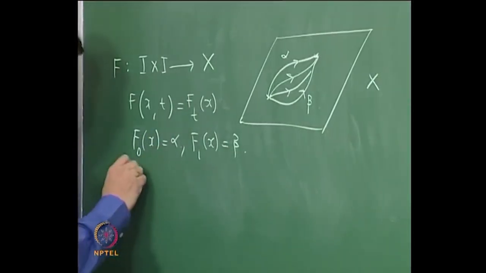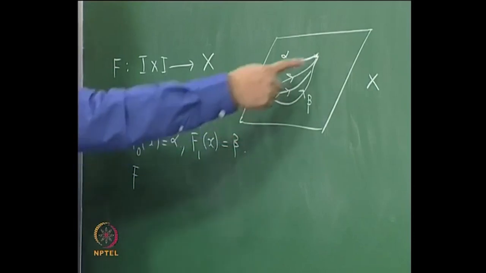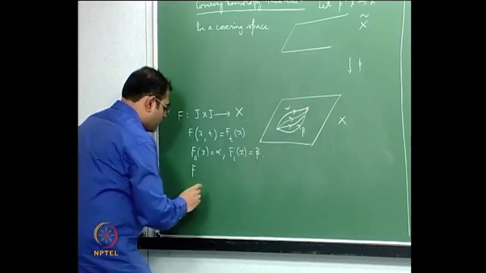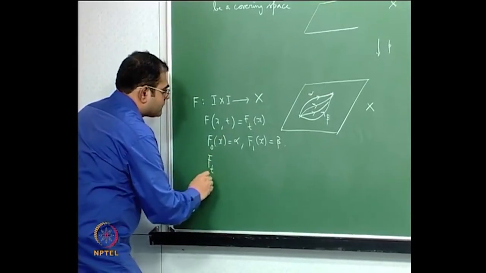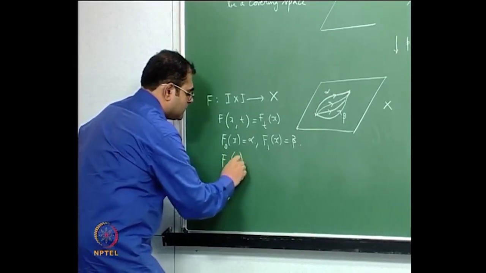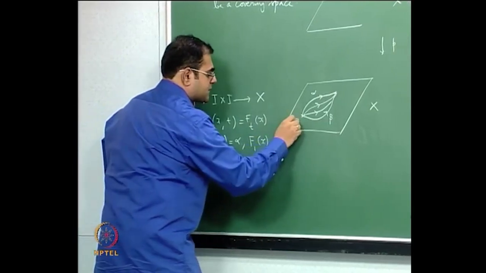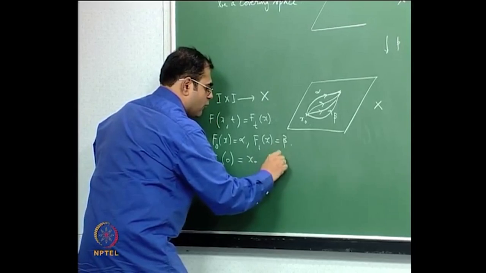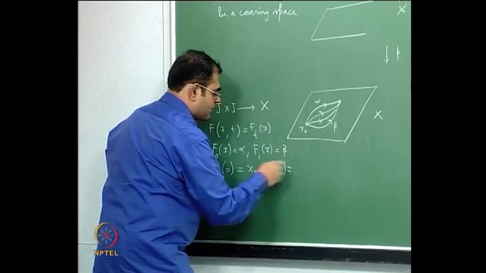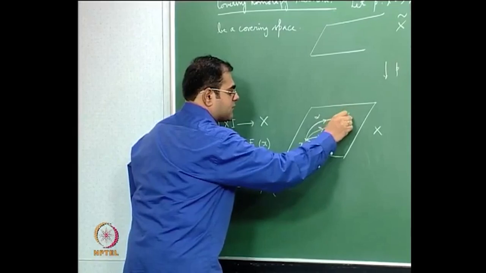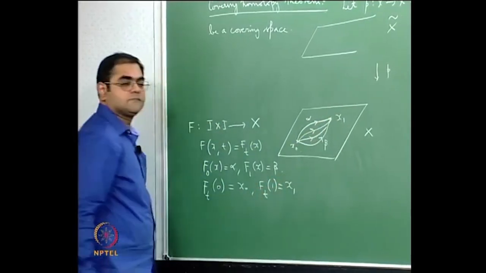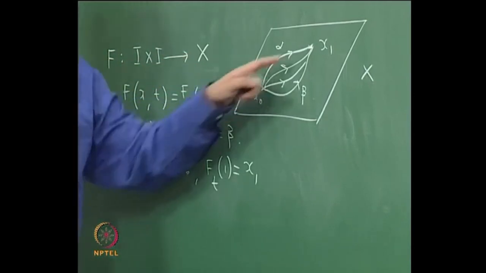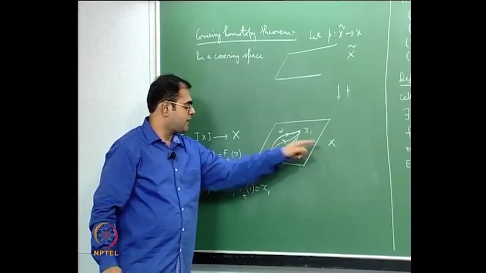And of course, all these paths start at the same point and they all end at the same terminal point. So I will put that condition as f t of 0 is, let me say, x naught, and f t of 1, the terminal point, is always, say, x 1. So I have two paths here, alpha and beta on x, which are homotopic.